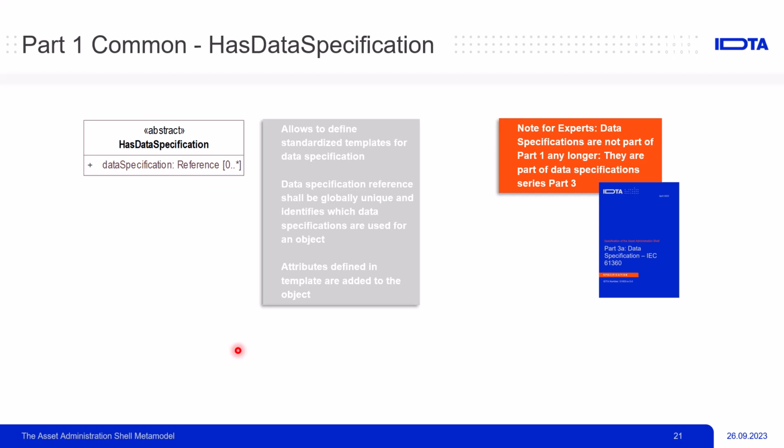And this is the class has data specification from part one. It's inherited by several classes, but in this case it's the concept description that also has a data specification. And for the concept description, we are now defining the data specification IEC61360.